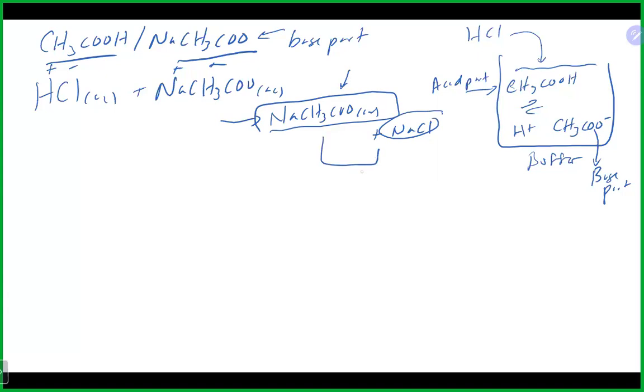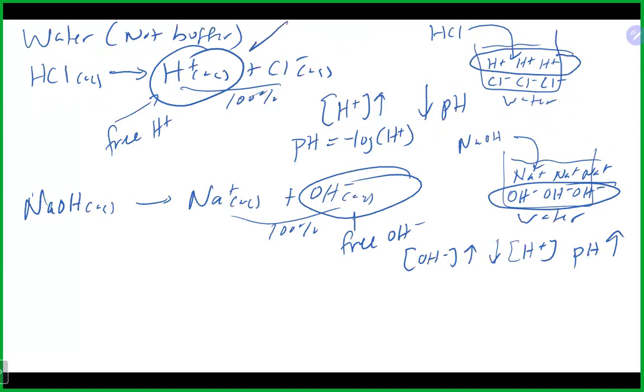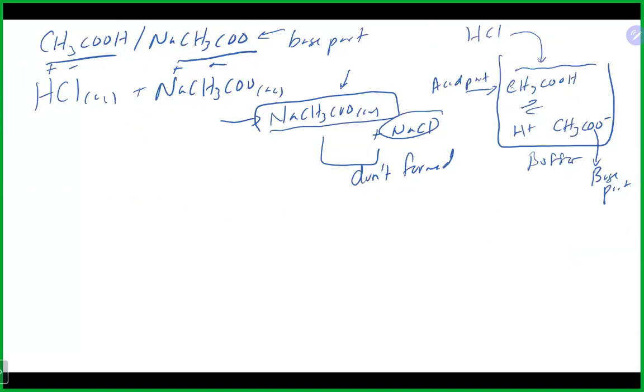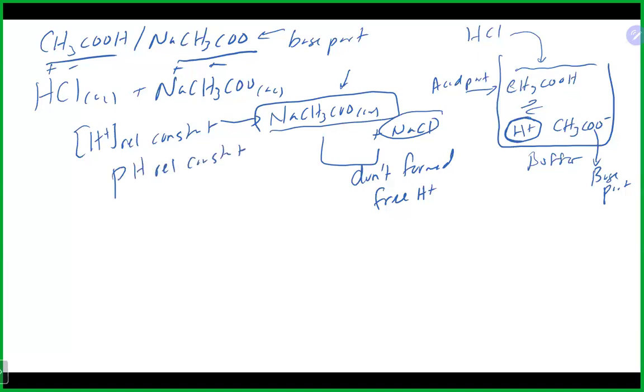What we actually don't see formed when we react this HCl with the buffer is we don't see any free H plus like we did with water. So because we don't see any free H plus, the concentration of H plus that was in that solution will remain relatively constant. So the concentration of H plus, because we're not forming any more, will remain relatively constant. And because of that, the pH will also stay relatively constant as well.